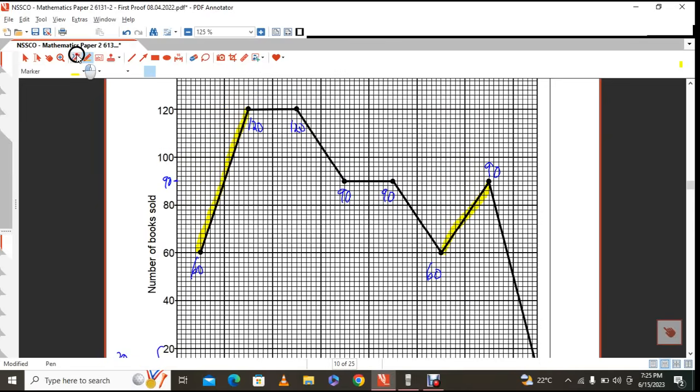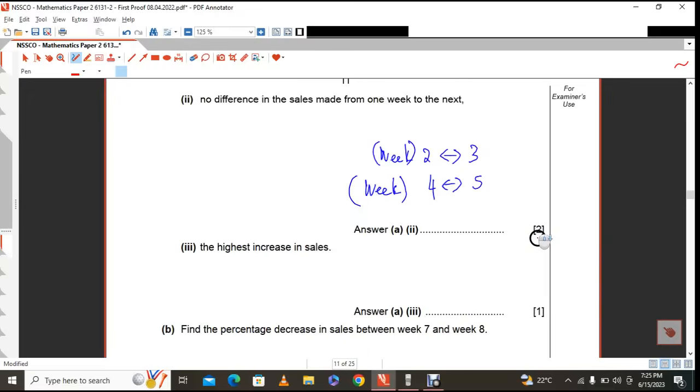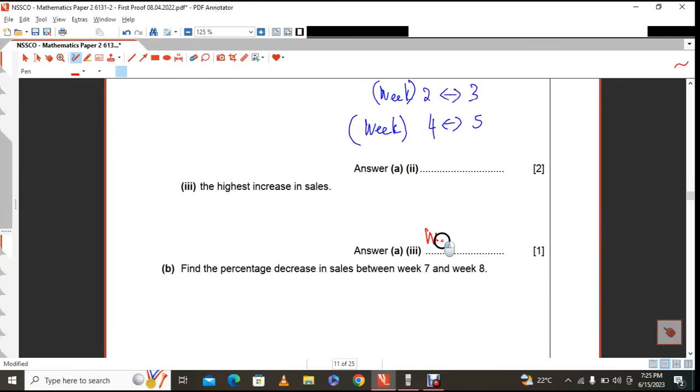So let's see what the number of books were. So I'm going to work over here. So here you have 120 minus 60. Of course, this gives you 60 books that it went up with. And obviously here you have 90 minus 60. Of course, it's just 30. So this is not representing the highest increase. So the correct answer has to be from week one to week two. Okay, week one to week two. So we'll say week one to week two. That has been the highest increase in sales.